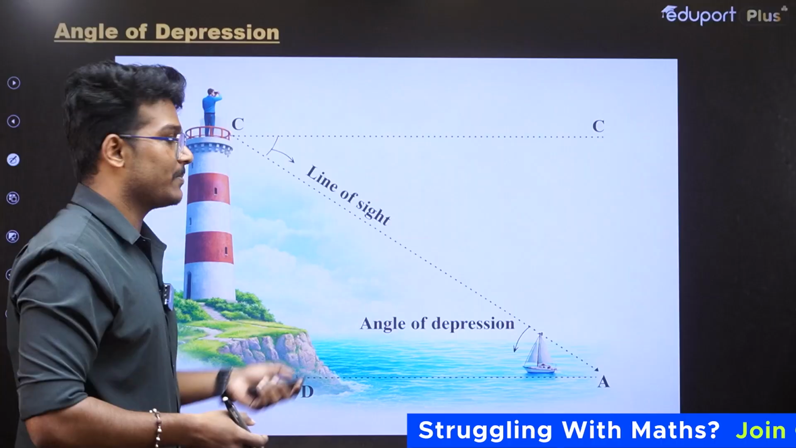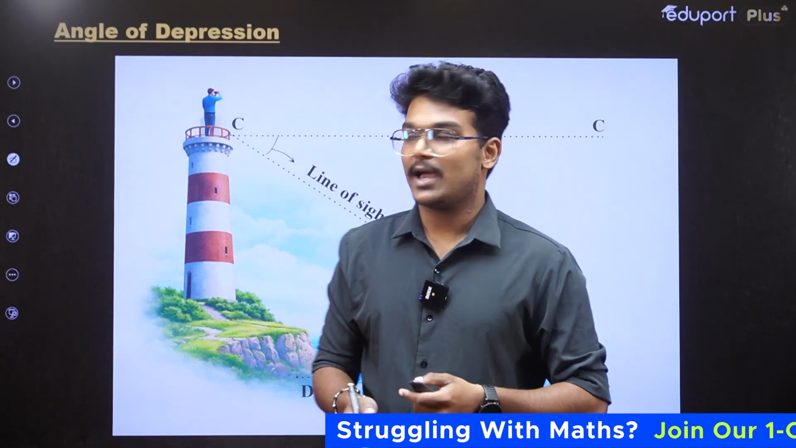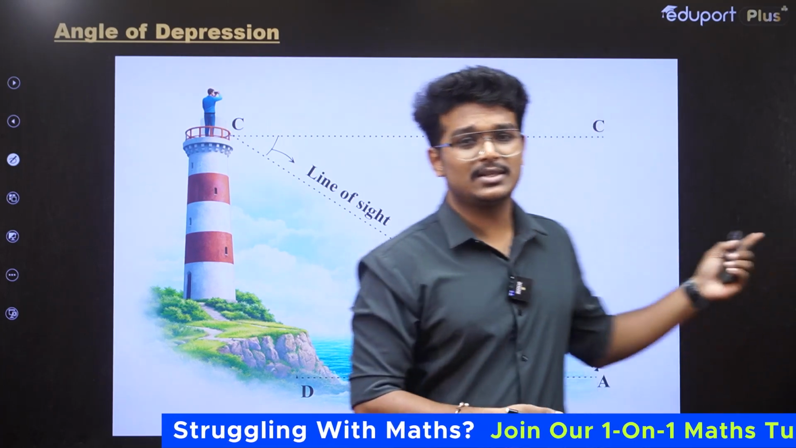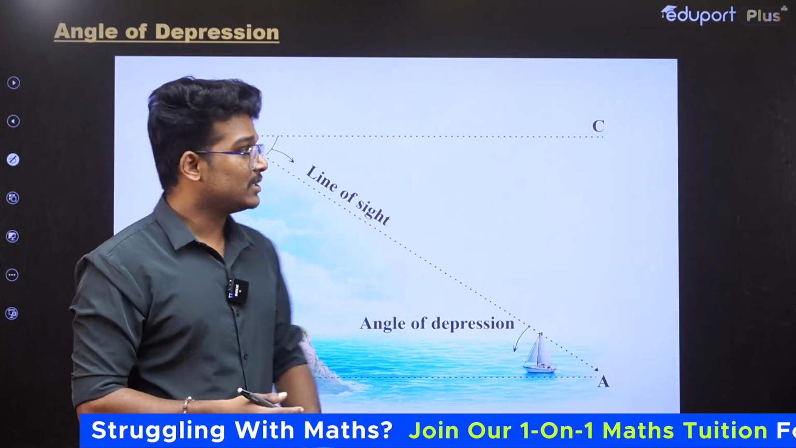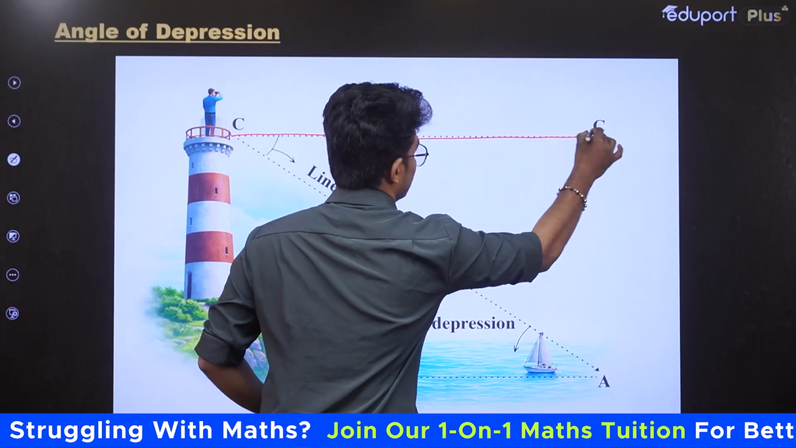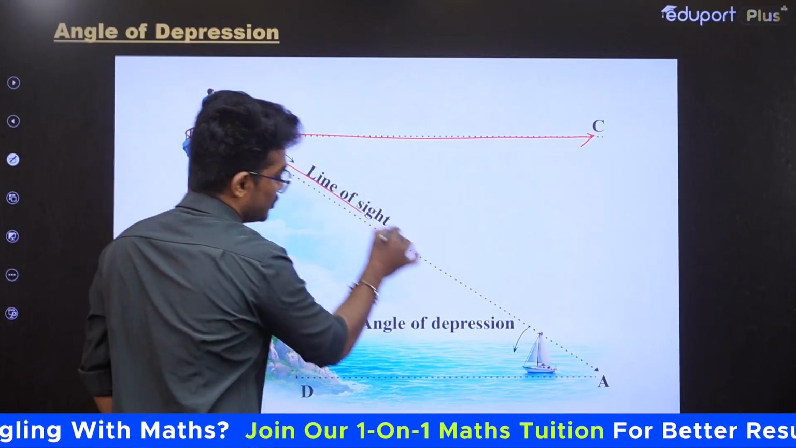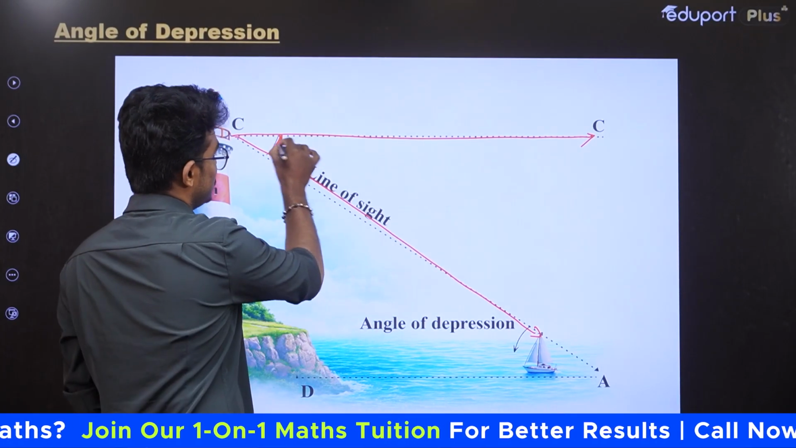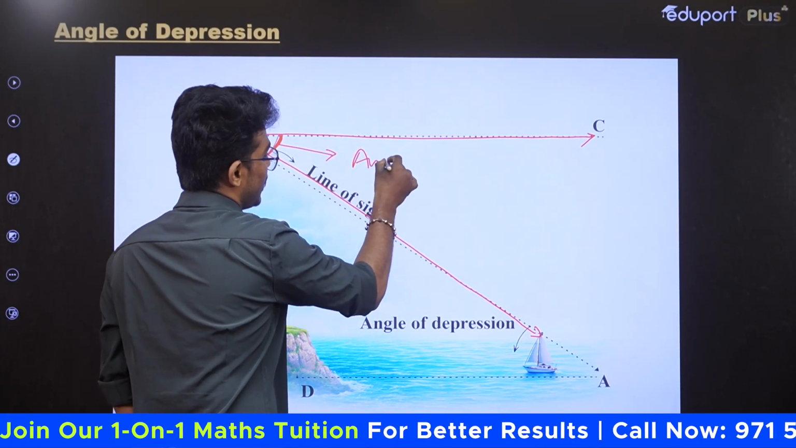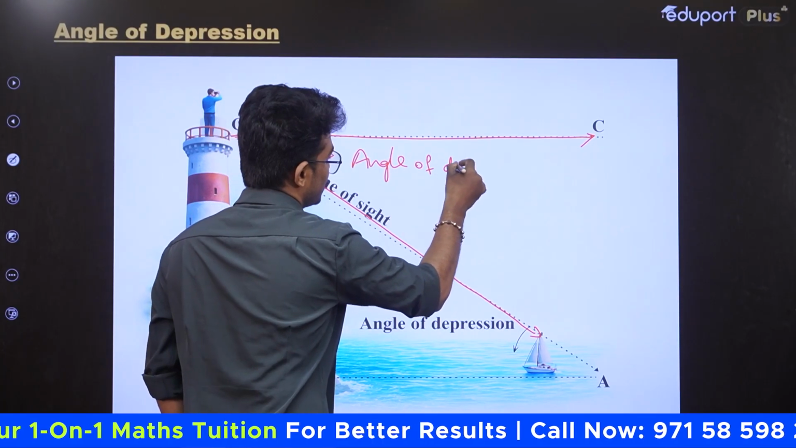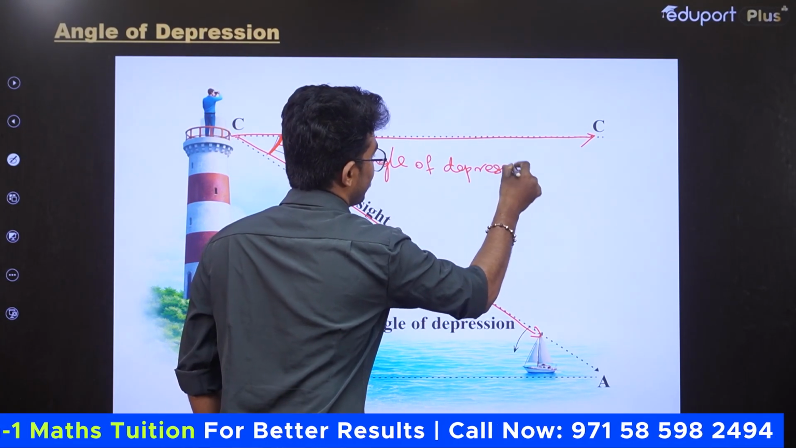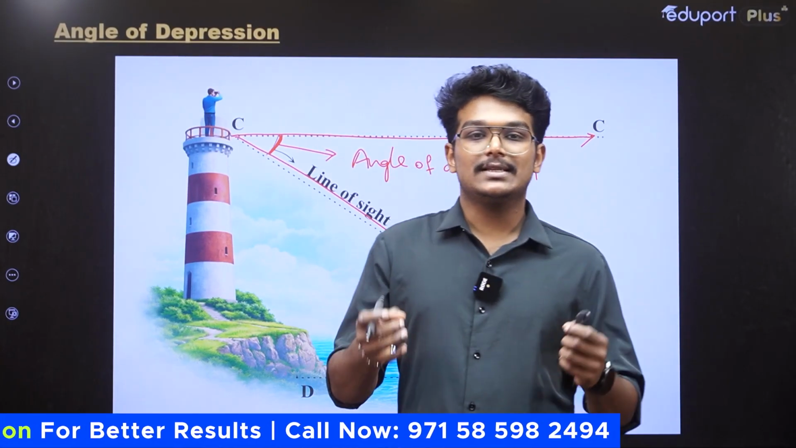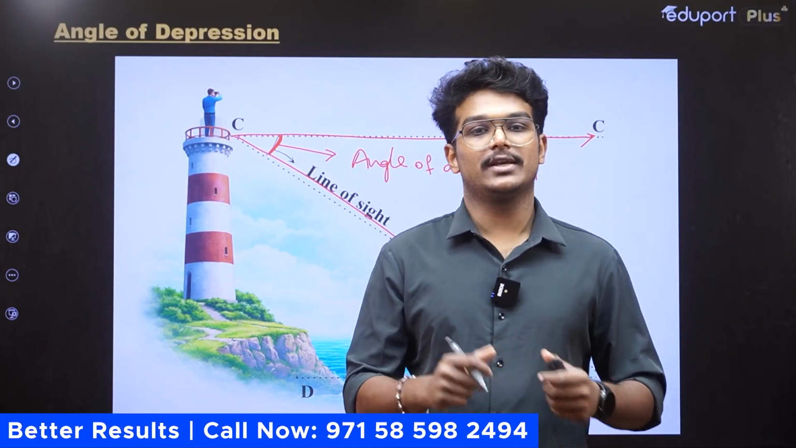Yes, here is a picture. There is a lighthouse here and a man is standing on the top of the lighthouse. In the sea there is a boat here and he is looking straight at the sea. Then he is looking at the boat. There is an angle between these two views. This angle is called the angle of depression. Clear? Okay, these are the simple topics we have to study in this chapter.